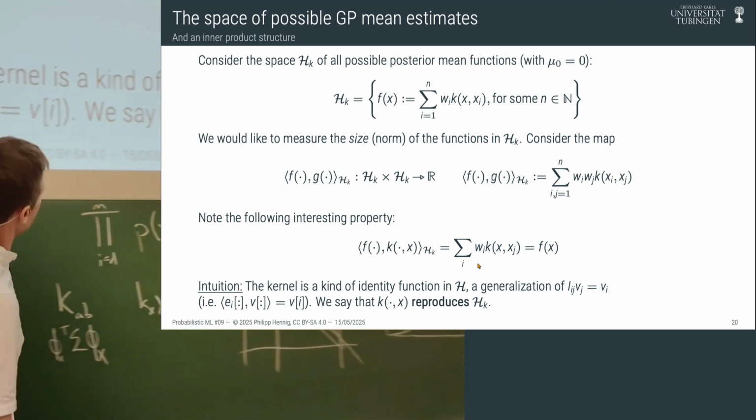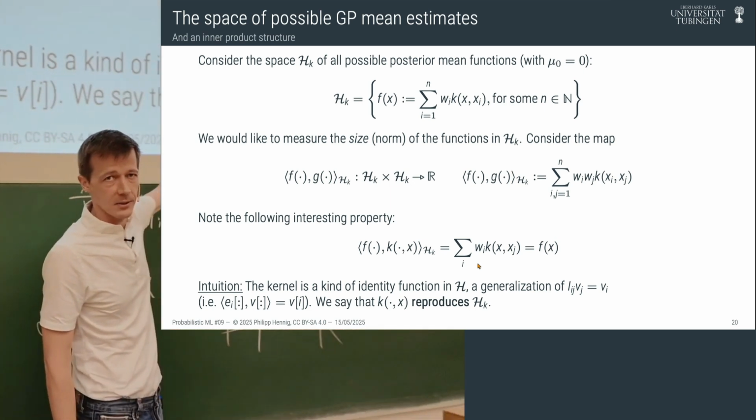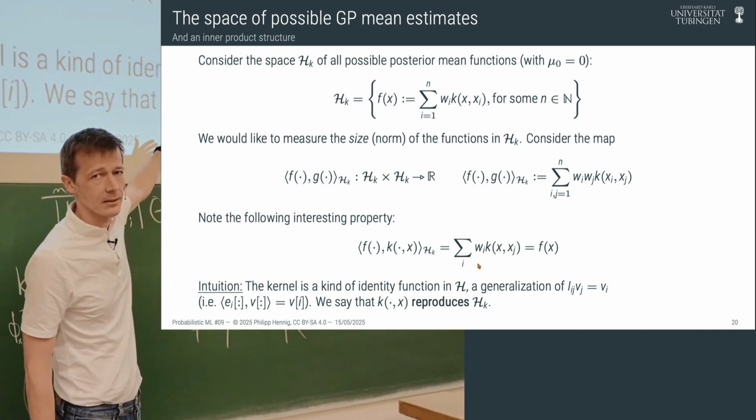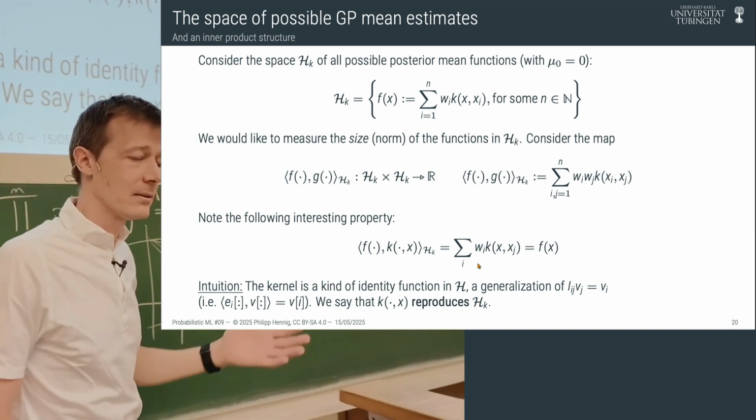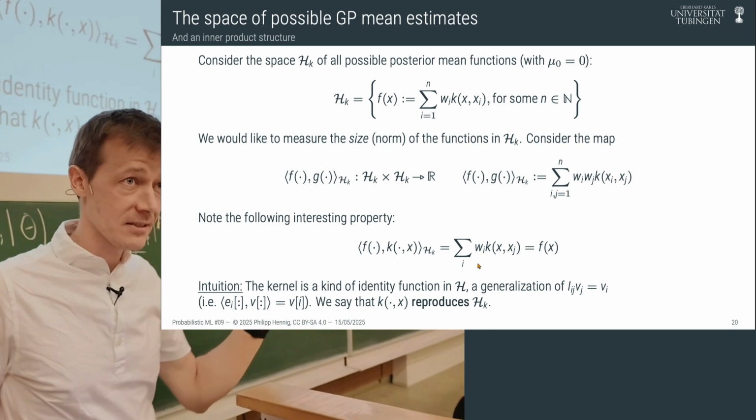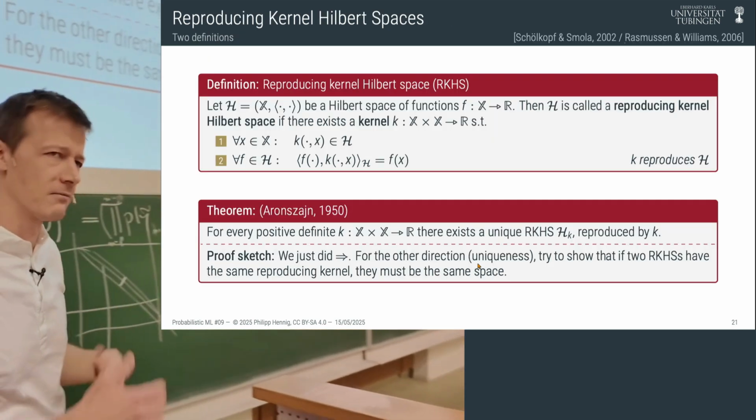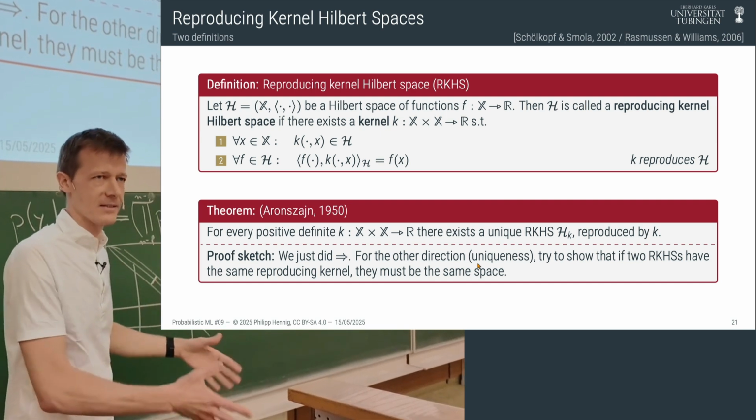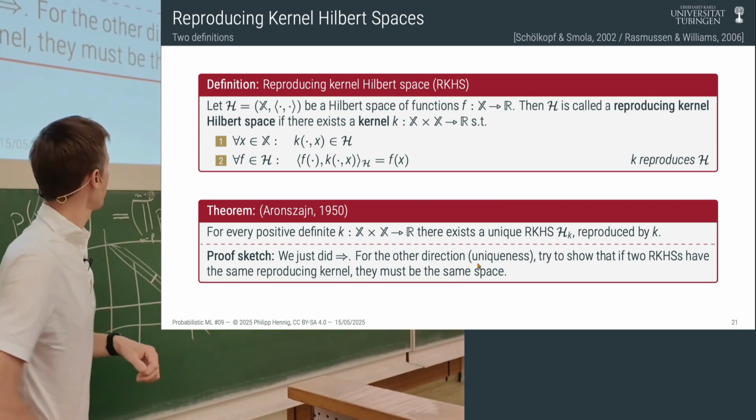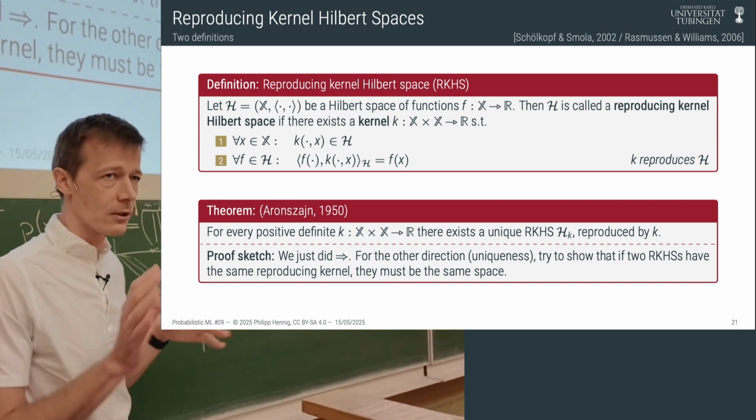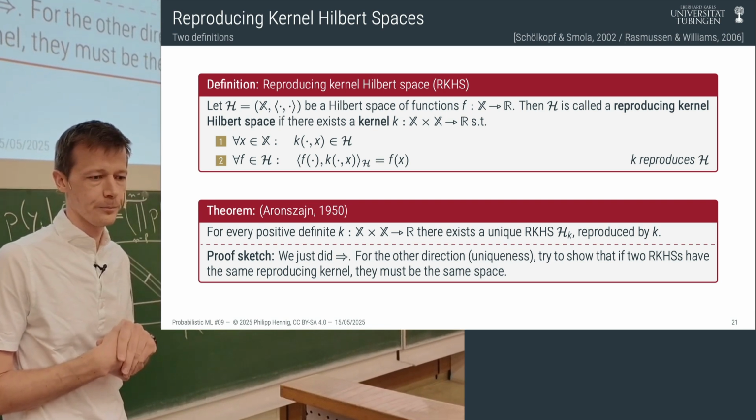So therefore we say that the kernel has the interesting property that it reproduces this particular Hilbert space. It's not just any old Hilbert space. It's a Hilbert space that has this special object k which reproduces it. And therefore this thing is called a reproducing kernel Hilbert space, RKHS, which is a fancy term that used to be all over machine learning up until about 10 years ago.